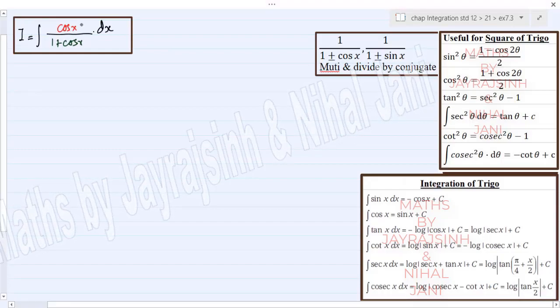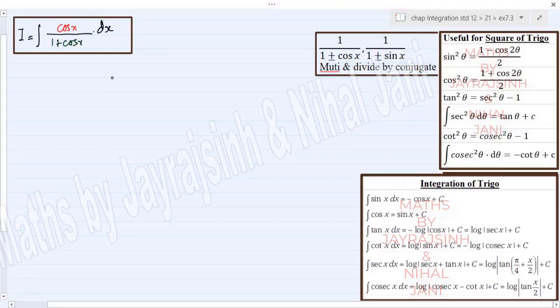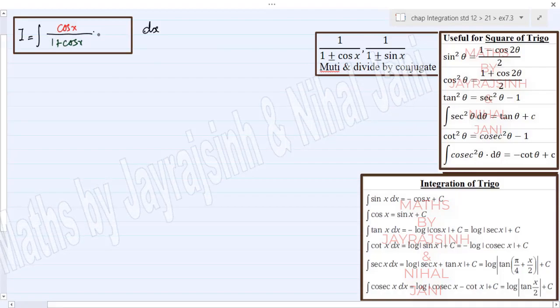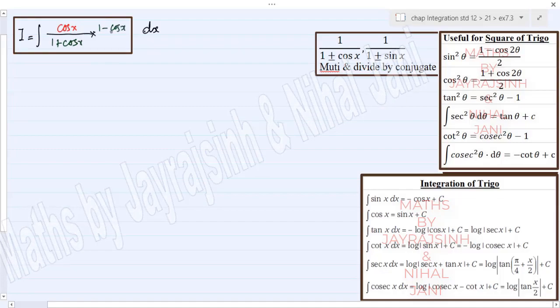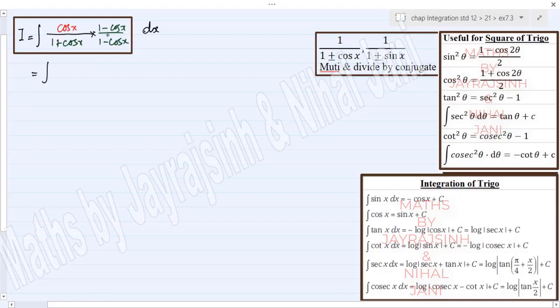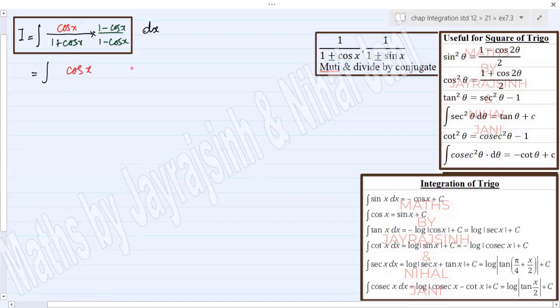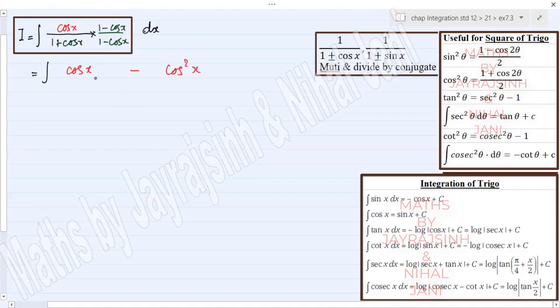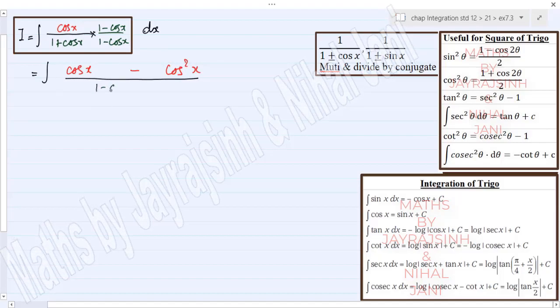Here we have to integrate cos x upon 1 plus cos x. Here in denominator we have 1 plus cos x. So let's multiply and divide by its conjugate, which is 1 minus cos x. So in numerator we will get cos x into 1 is cos x minus cos x into cos x, cos square x. And in denominator we will get 1 minus cos square x, which is sine square x.